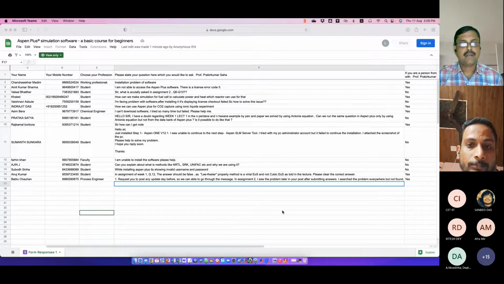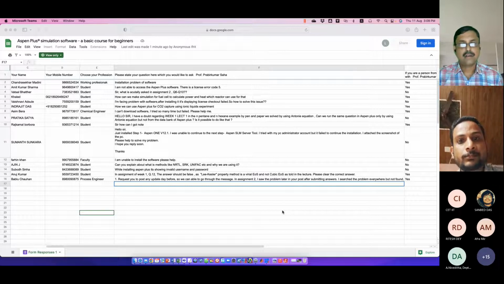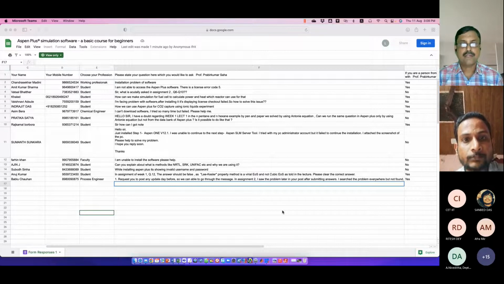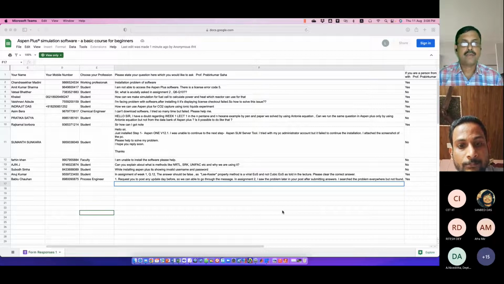But definitely for the other reactor conditions, such as the traditional reactor configurations like CSTR or PFR or batch reactor, those can be simulated, and you will learn them in subsequent lectures.